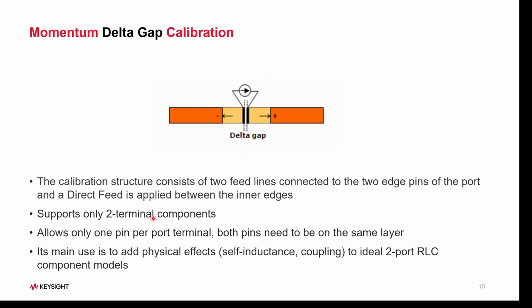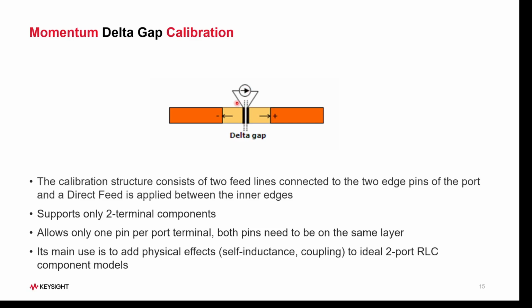In this case, two feed lines are connected to the port. You see here, this is where the port would be defined. By the way, it only supports two terminal components, and both these pins need to be on the same layer, so it can only be a horizontal port. It consists of two feed lines. You see here there are two light orange transmission lines with a source in between, a direct feed actually applied in between.